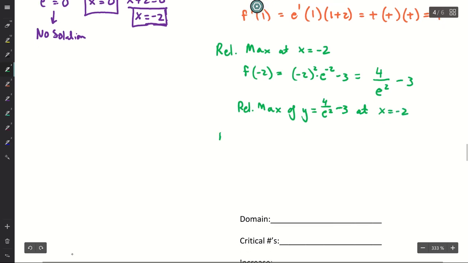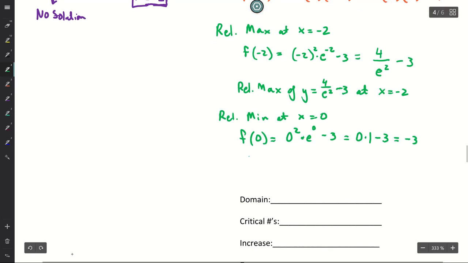All right, and then for the relative min, we know there's a relative min at x equals 0. So if we evaluate the original function at 0, we're going to have 0 squared times e to the 0 minus 3. E to the 0 is 1, and 0 squared is 0, so we'll have 0 times 1 minus 3. So that'll be 0 minus 3, just negative 3. So we're going to have a relative min of y equals negative 3 at x equals 0.